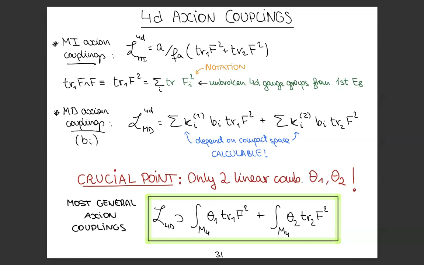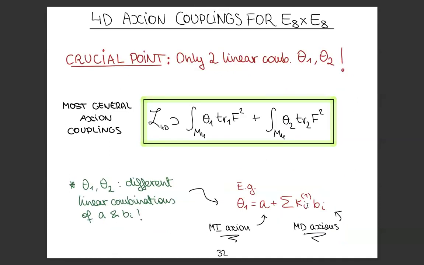And this is crucial because what this tells you is that when you put everything together, the most generic situation is a situation in which we have a linear combination that I call theta 1 coupled to trace 1 F squared, and in principle a different linear combination, not necessarily orthogonal, theta 2 coupled to trace 2 F squared. So independent of how complicated these linear combinations are, we know we only have two, theta 1 and theta 2 coupled to gauge bosons, with all the orthogonal linear combinations completely decoupled from gauge bosons.